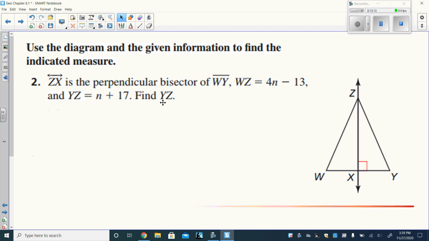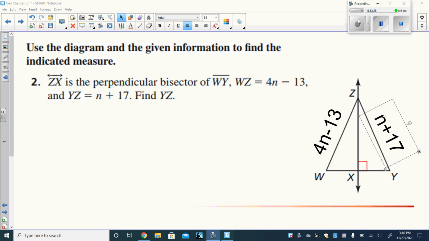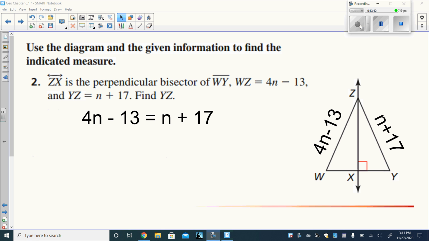Now this one here, so XZ is the perpendicular bisector of WY. WZ is 4n minus 13, and YZ, the other side, is n plus 17. So our two lengths, one of them's 4n minus 13, the other's n plus 17. And we know because of the perpendicular bisector theorem, these two lengths are going to be the same. They're going to be equal to each other. So we'll set them equal to each other. We'll have 4n minus 13 is equal to n plus 17.